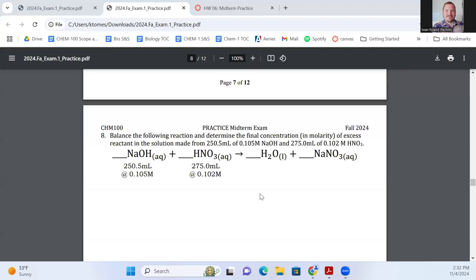The only other way I could ask a question like this with the final volume is if we added a solid to a solution. So if we added a solid to a solution, how do we figure out the final concentration? So let's say instead of the NaOH being a solution, I added 0.142 grams plus the nitric acid, 275.0 milliliters, at a known concentration. If we have a system like this, what's our final volume going to be?